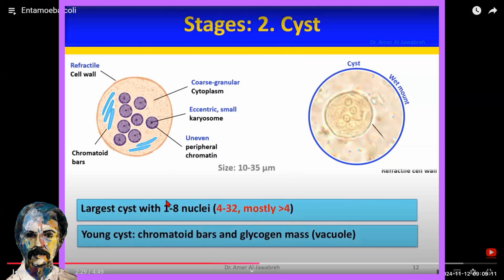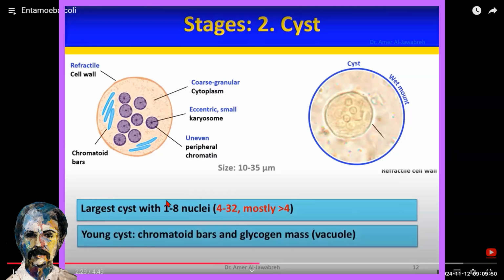As I told you, 4 to 8. That's the usual: 5, 6, 7, 4 to 8. There are reports that it reaches up to 16 and 32. Maybe it's a rare report. Most of the time, above 4. 4, 5, 6, like this. And this number differentiates between the histolytica and this one.